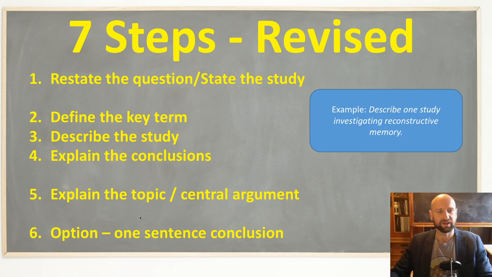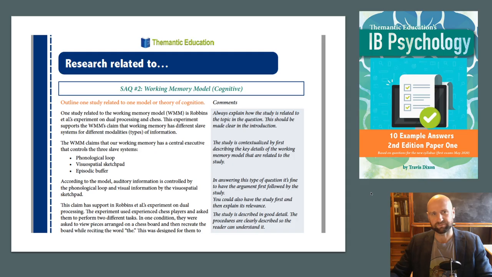And then we get into the 1 sentence conclusion. So in my 10 example answers pack, I began this type of question. I tried to have 1 SAQ that covers those 5 types. And then this one here is outline 1 study related to 1 model or theory of cognition. In this example, you can read about how I began with the 2-sentence restatement and then the topic first, to show conceptual understanding, and then the detailed explanation of the study. This goes on for another couple of 100 words.